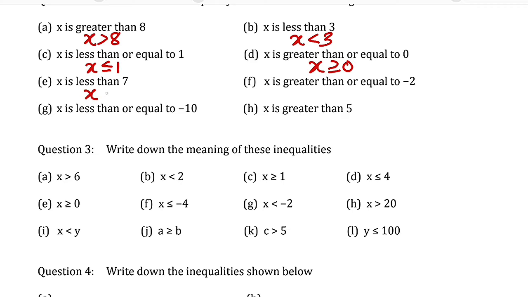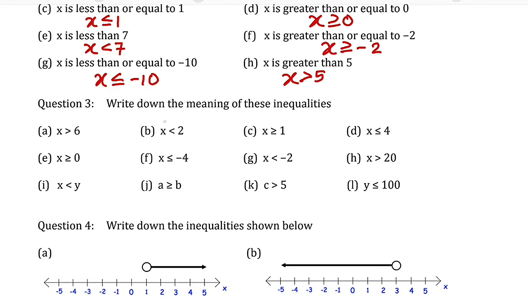X is less than 7. X is greater than or equal to -2. X is less than or equal to -10. X is greater than 5, without the equality sign. So this is how to write them in inequality form.